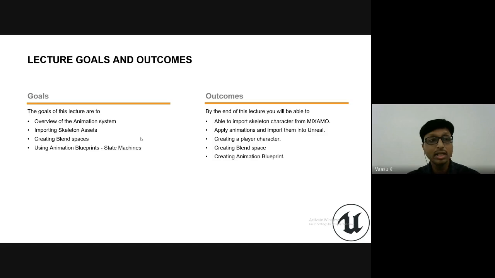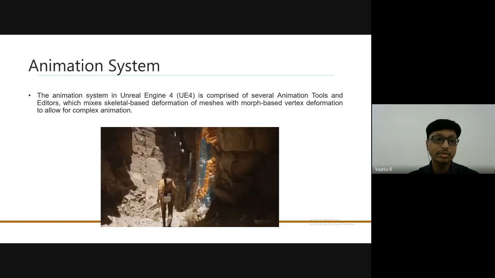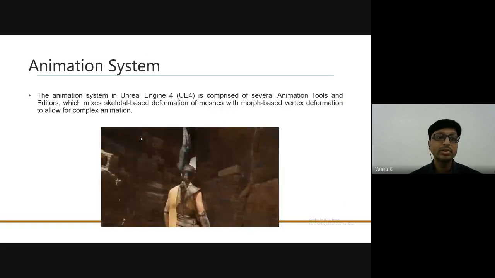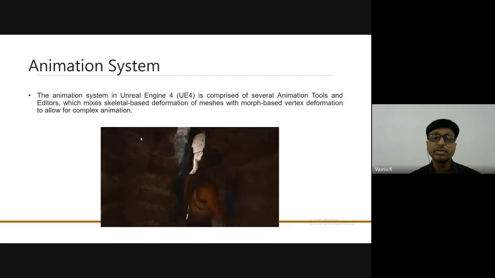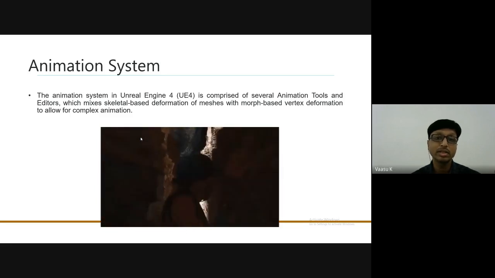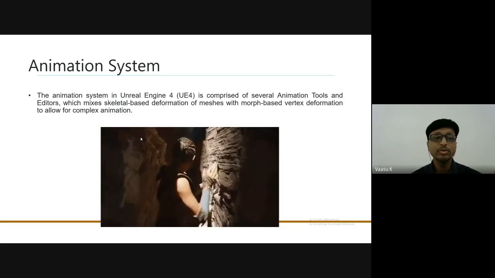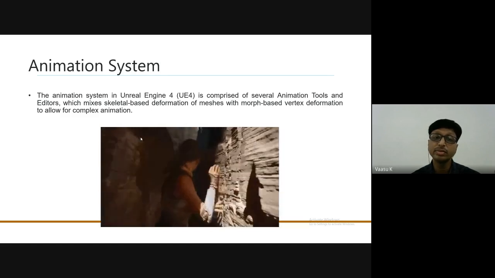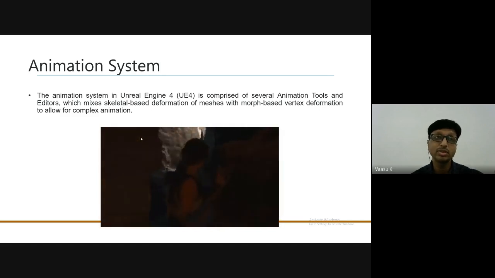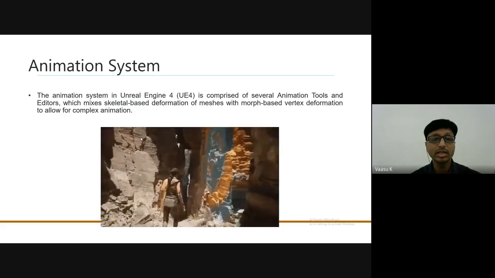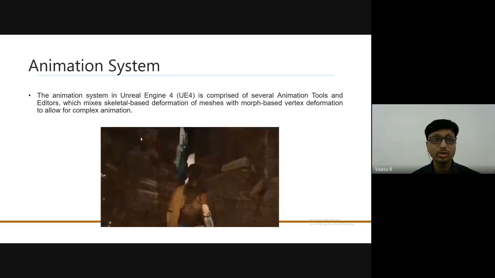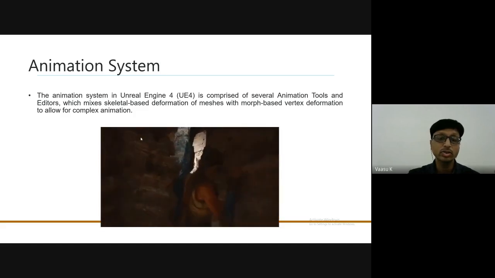Before that, we'll see what the animation system is. The animation system in Unreal Engine is comprised of several animation tools and editors, which mix the skeletal-based deformation of the meshes. Animation is nothing but the deformation of the meshes. So when you're moving your hand, what will happen?